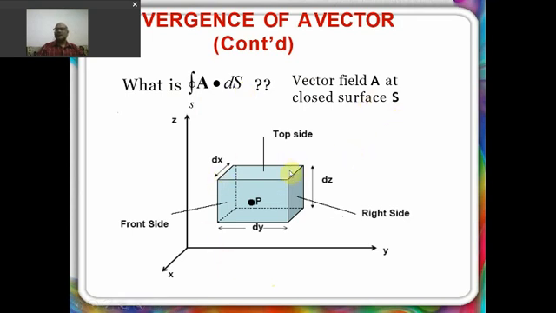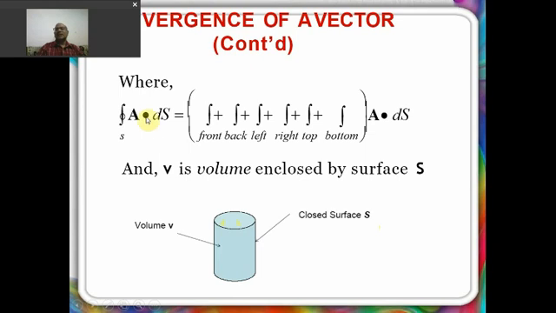For example, we have one cuboid structure over there. That is the closed surface S, but there are six surfaces: top, bottom, right side, left side, and the front and back sides. Point P is somewhere. When we find A dot dS, all six surface integrals are included: front, back, left, right, top, bottom. V is the volume enclosed by these surfaces.